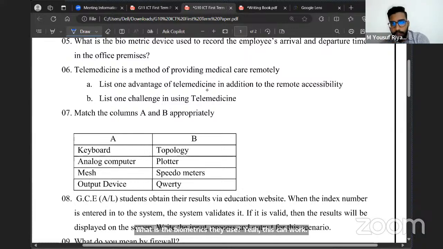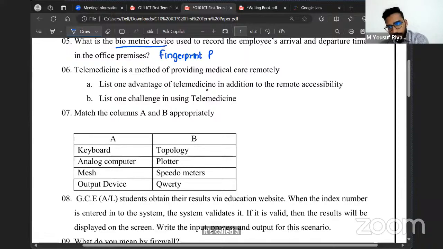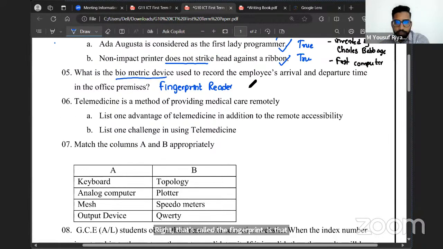The question is asking about the biometric device. So what is the device used to scan the fingerprint called? It has the word fingerprint in it. Exactly. It's called the fingerprint reader. Is that clear to you? Cool. Again, if you have any questions, drop them in the chat, okay?